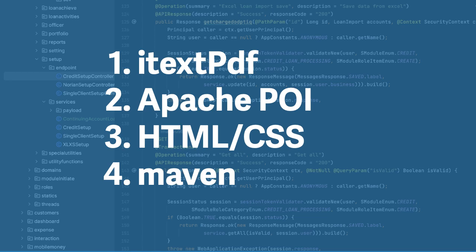And so finally, as we conclude this particular video, in this series we'll be looking at using iText, Apache POI or POI, HTML and CSS, and then Maven. These are the libraries and technologies that we'll be using in Java to get our documents series accomplished. And so if you'd like to take a look and read about some fundamentals.